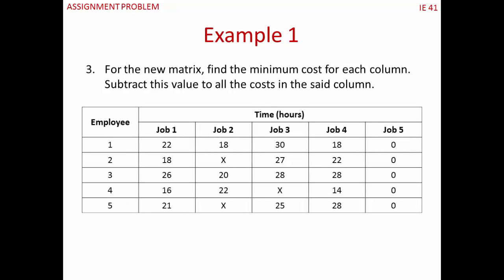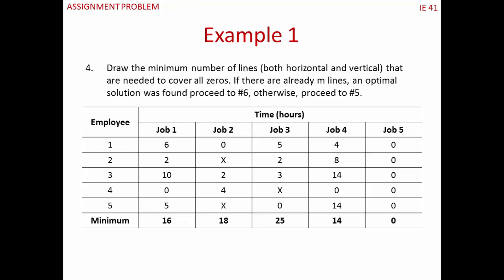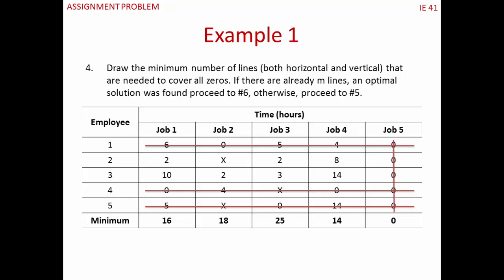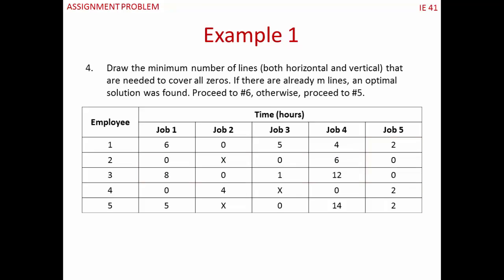We now proceed to step 3, finding the minimum of each column, then subtracting it from the other elements. We can create a minimum of 4 lines to cover all the zeros, as can be seen in the following table. We are not yet done since we only have 4 lines. In order to find an optimal solution to this problem, we need 5 lines that cover all of the zeros. And so we proceed to step 5. The minimum cost in the latest table is 2. We now subtract this value to all uncovered elements and then add it to the intersection of the lines.